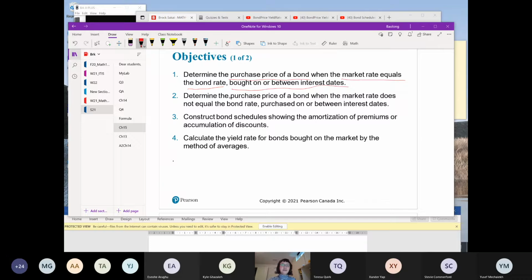You will also compute the purchase price of a bond when the market rate does not equal the bond rate. And then we are going to construct a bond schedule showing the amortization of premiums or accumulation of the discounts. Finally, we will calculate the yield rate for the bonds. Sinking fund is not included in this chapter. So all you are responsible for is just these four objectives.